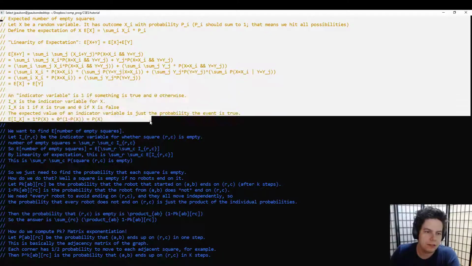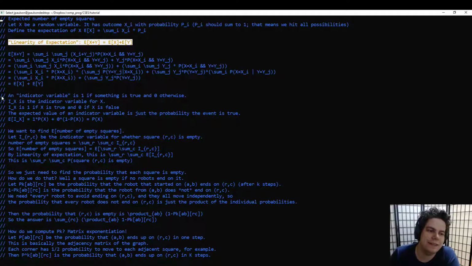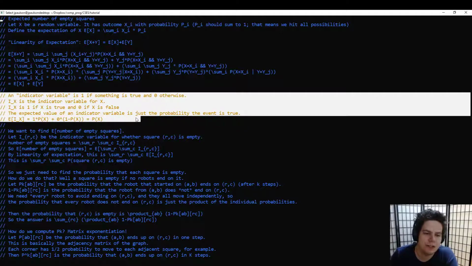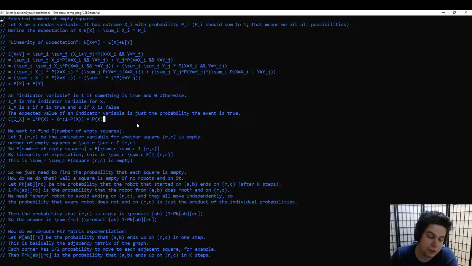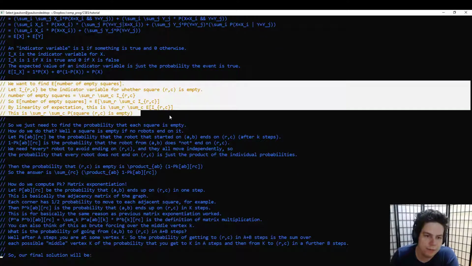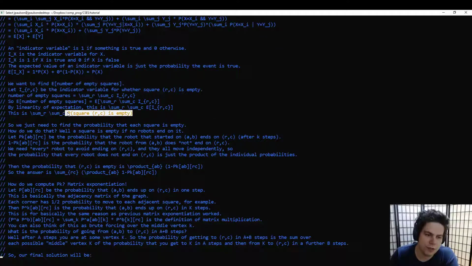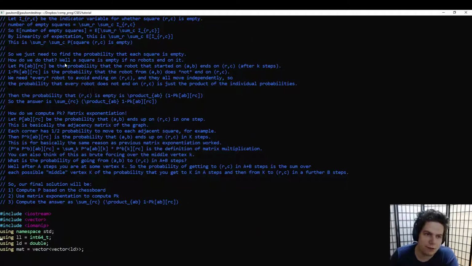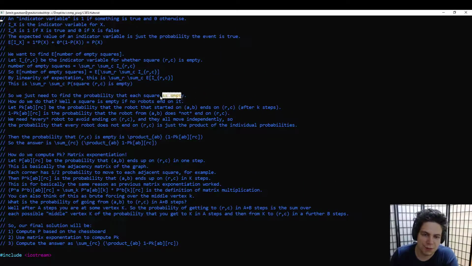I mean, this stuff is all sort of just general background knowledge that you should know about probability, right? This is very important, and this indicator variable method is quite useful. This is a good example of a problem where it's useful, right? So we apply it to this problem. We figure out that we just want the sum of these probabilities. Then we figure out to get the probability that it's empty, we need to figure out the probability that each robot ends up on it.